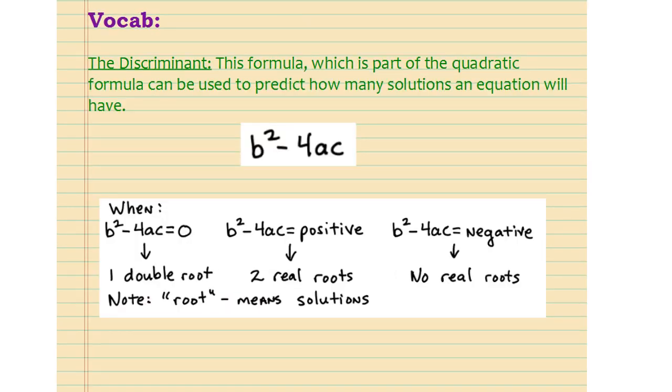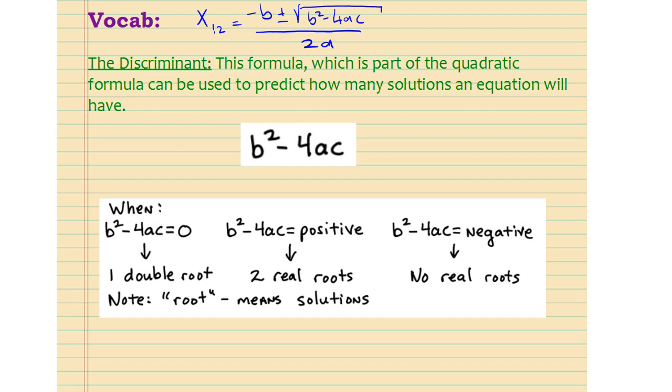The quadratic formula has two components. Let me rewrite the quadratic formula over here. It was x1,2 equals negative b, plus or minus square root of b squared minus 4ac, all over 2a.